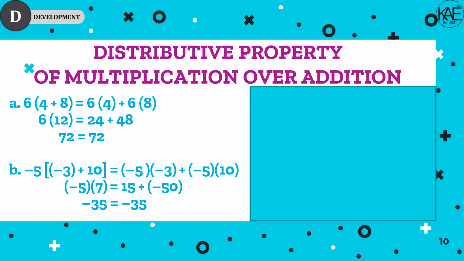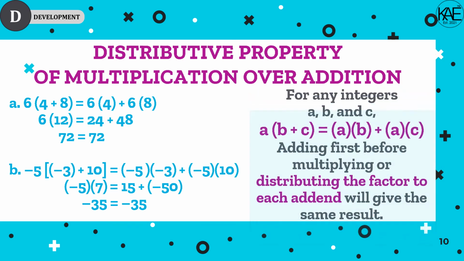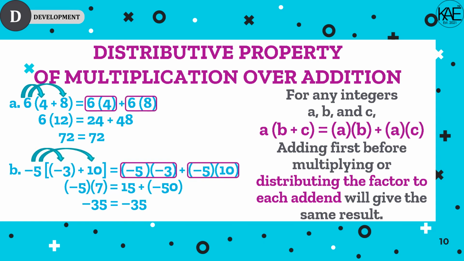The distributive property of multiplication over addition states that for any integers a, b, and c, a times the quantity b plus c is also equal to a times b plus a times c. Adding first before multiplying, or distributing the factor to each addend, will give the same result.